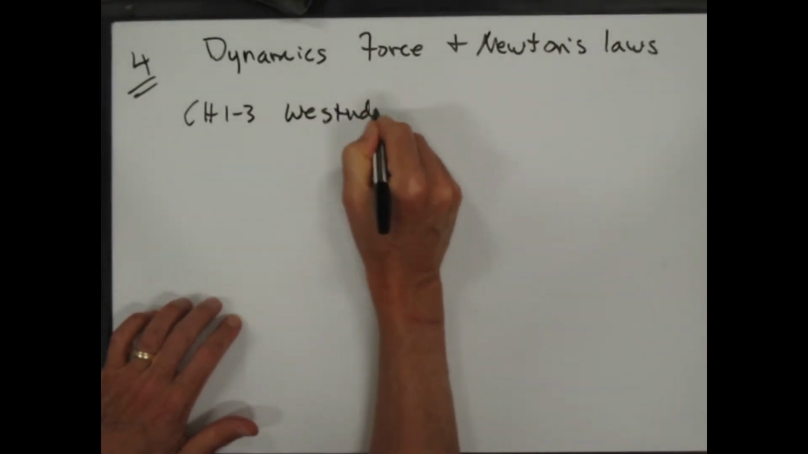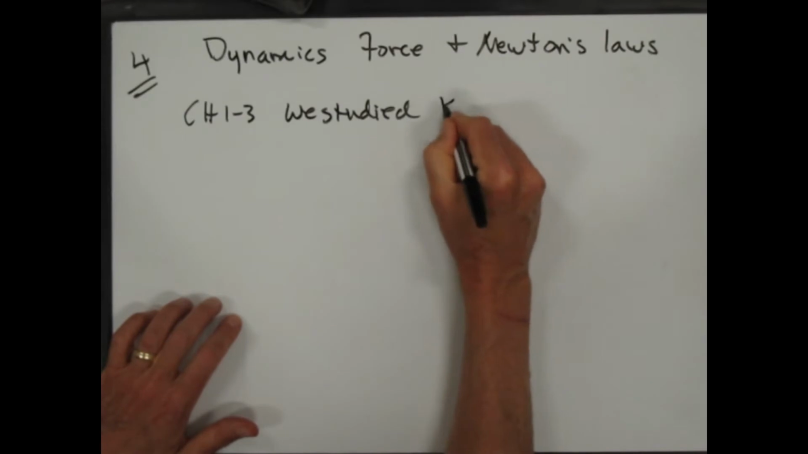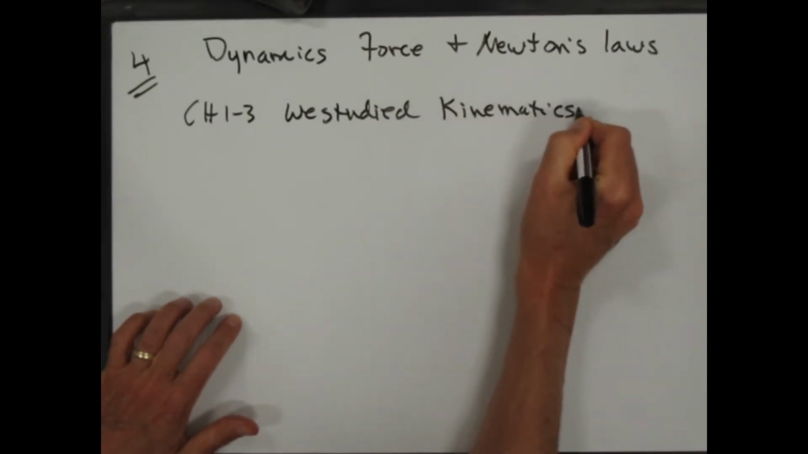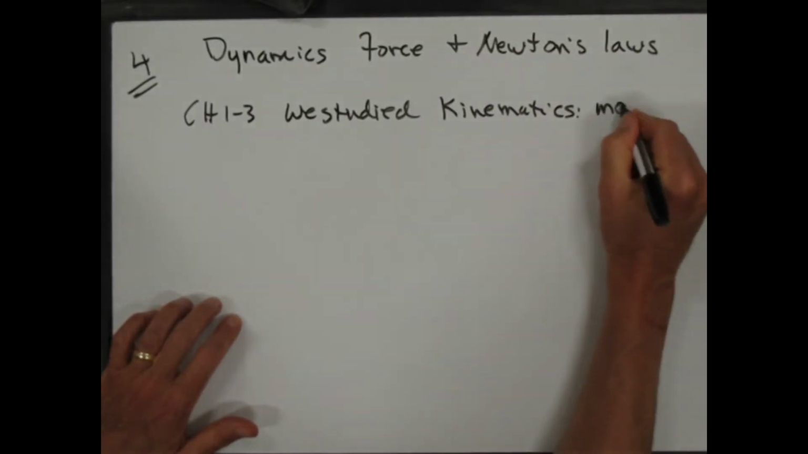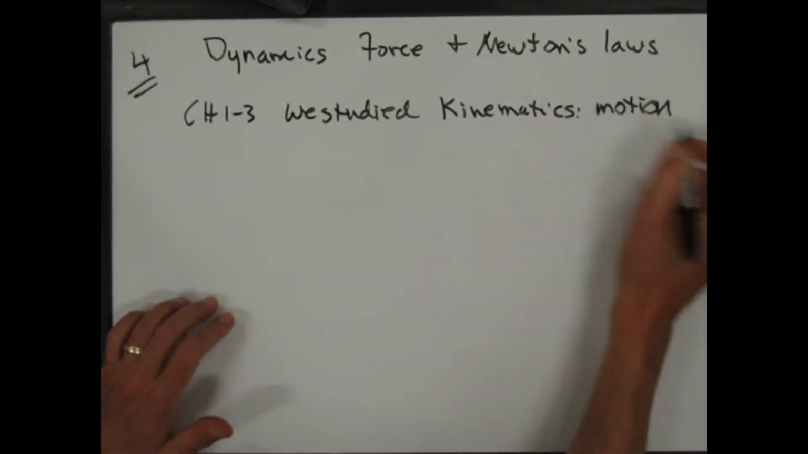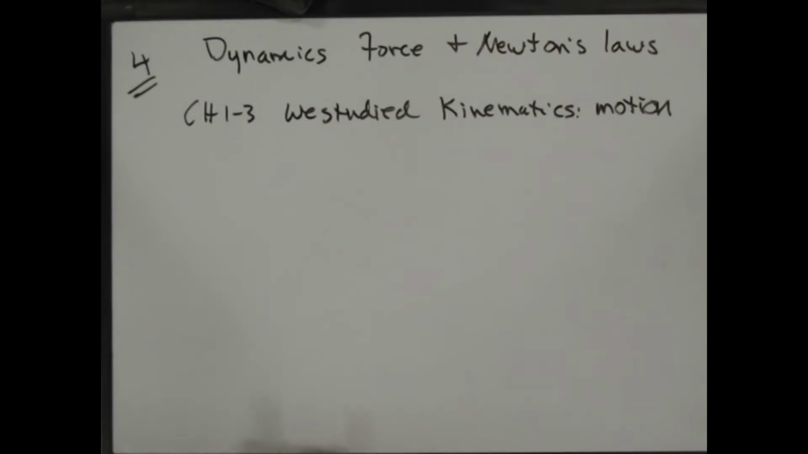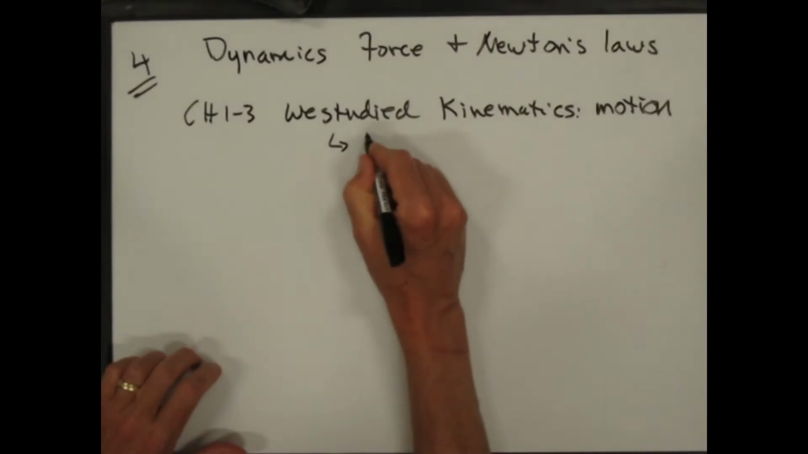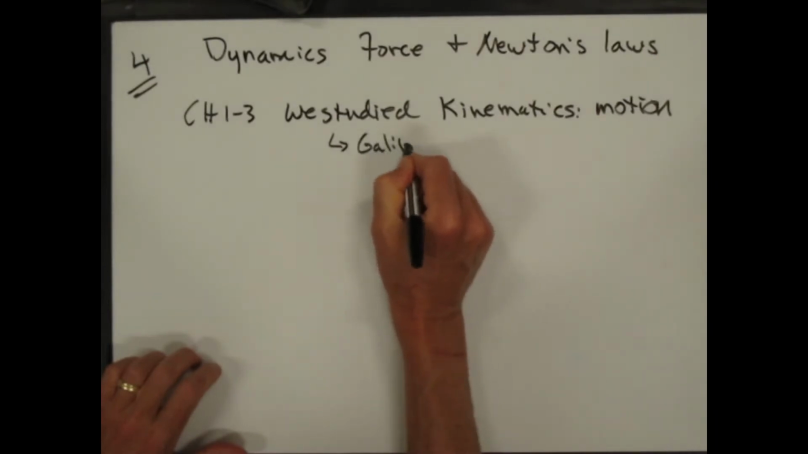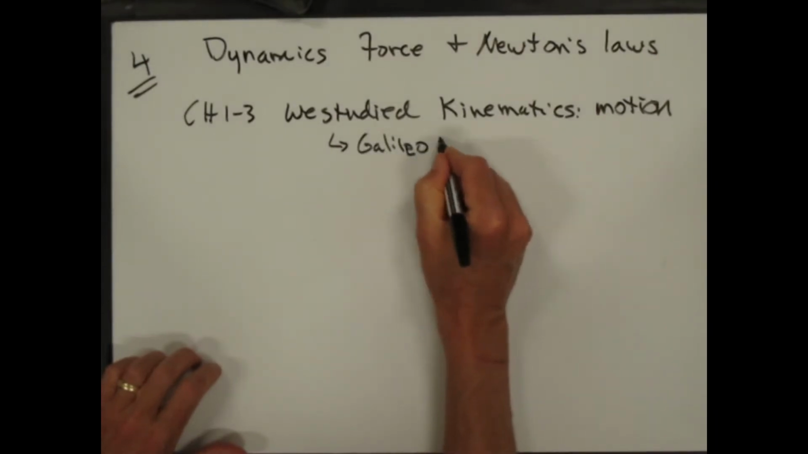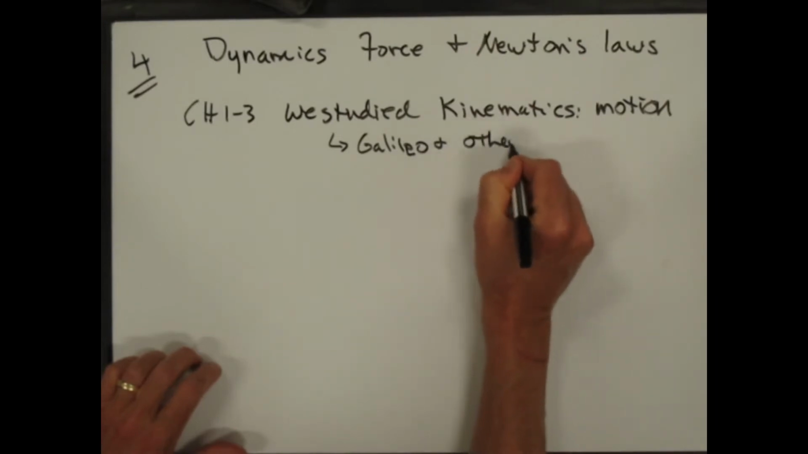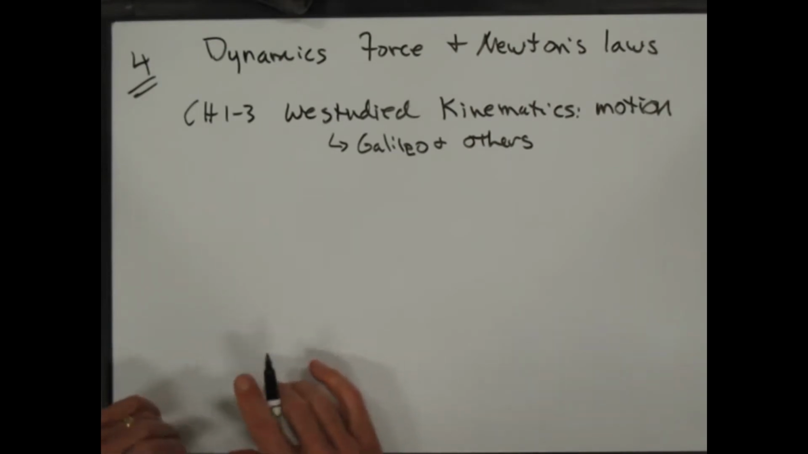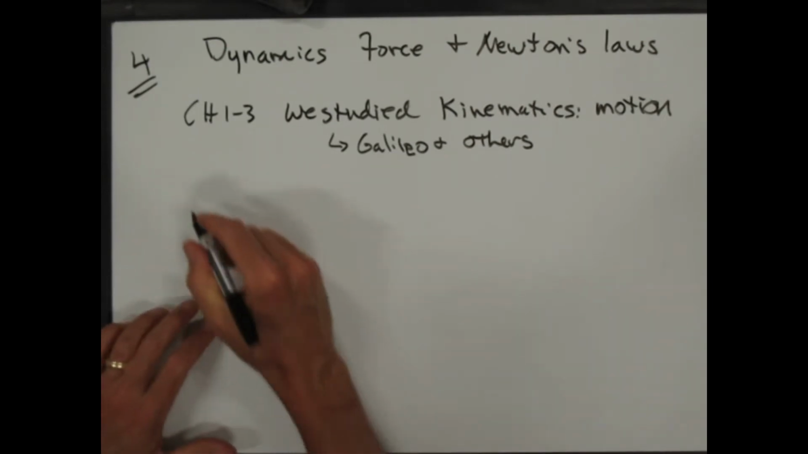we studied kinematics, which is motion, or the study of motion. That's what kinematics is. A lot of this was worked out by Galileo and others. It was really in pretty good shape by the time Newton came along in 1642.